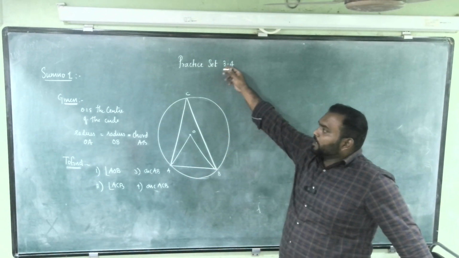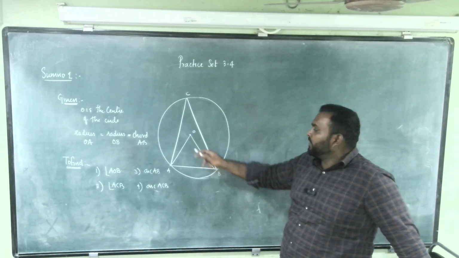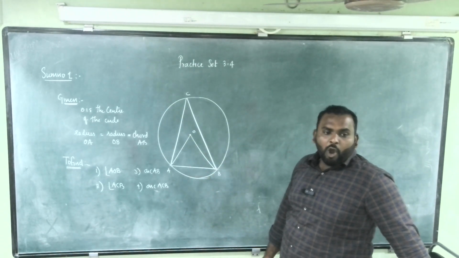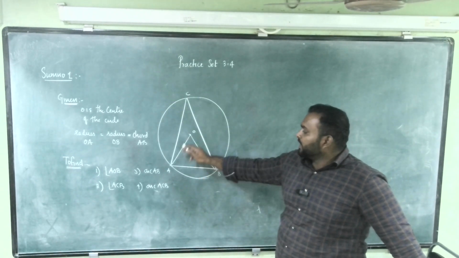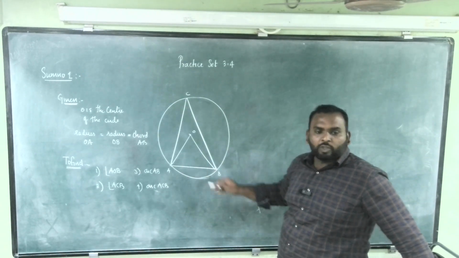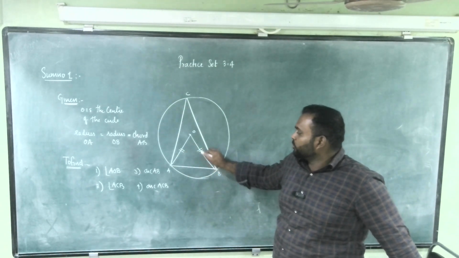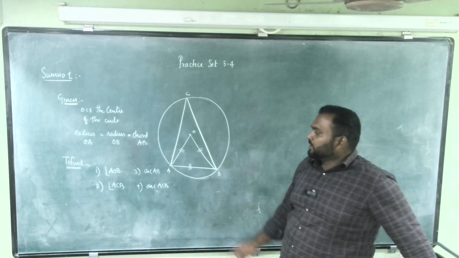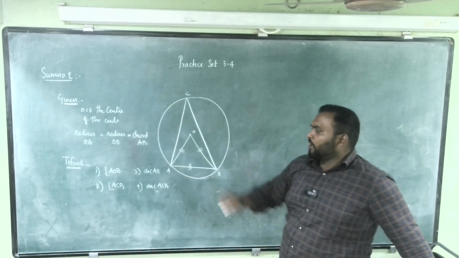See, practice set 3.4, sum number 1. This is a given figure wherein you have been given that O is the center of the circle, AB is the chord of the circle. You have been given that the radius of the circle is equal to the chord. That means radius OA is equal to radius OB is equal to chord AB. This is given to you. Based on this information, you need to find measure of angle AOB.